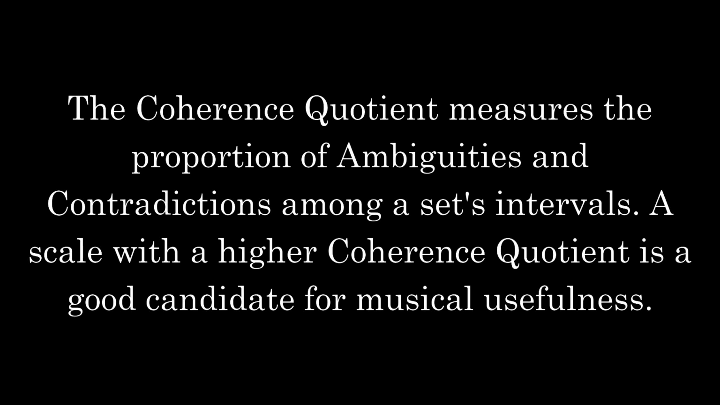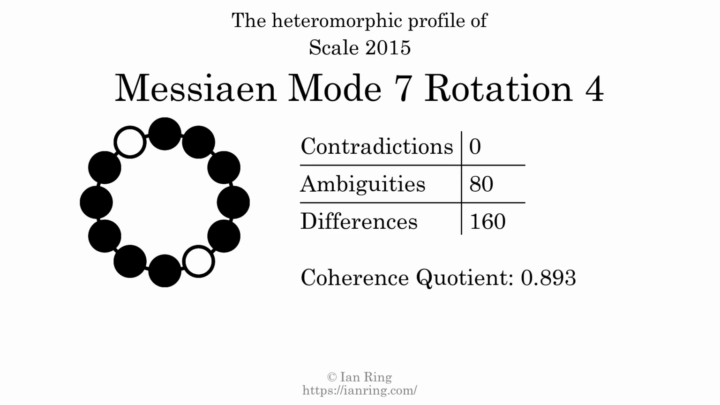The coherence quotient measures the proportion of ambiguities and contradictions among a set's intervals. A scale with a higher coherence quotient is a good candidate for musical usefulness. The coherence quotient is 0.893.